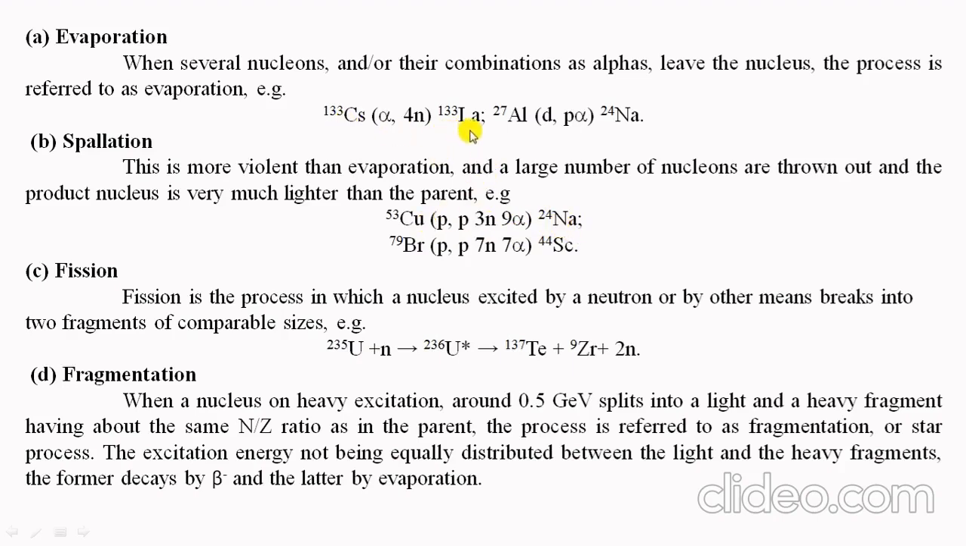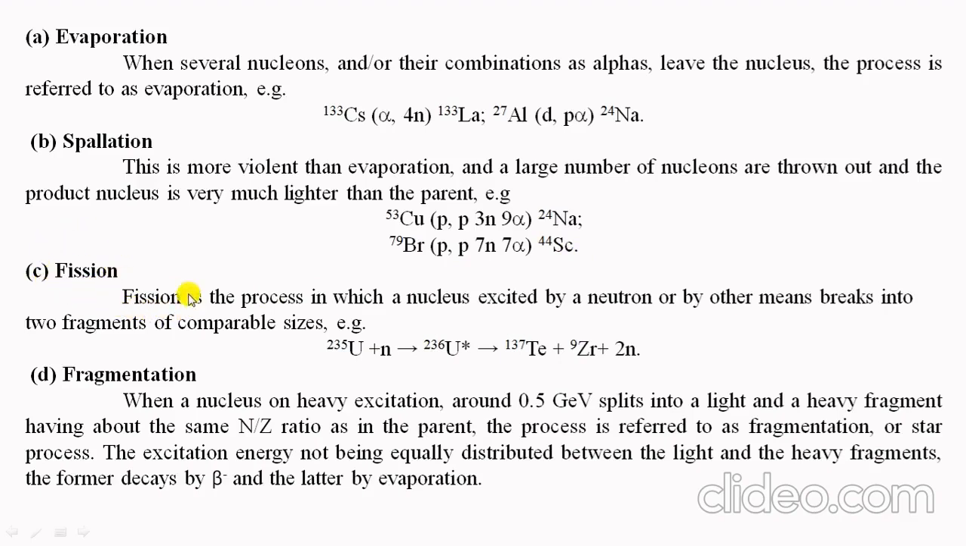Here also the product is very much lighter than the target nucleus and a large number of nucleons are ejected. Such reactions are called spallation. In a second example, bromine-79 when struck with a proton ejects a number of nucleons, leaving behind scandium-44.